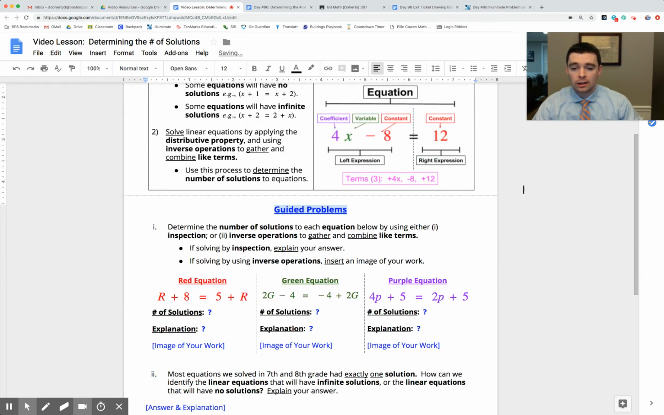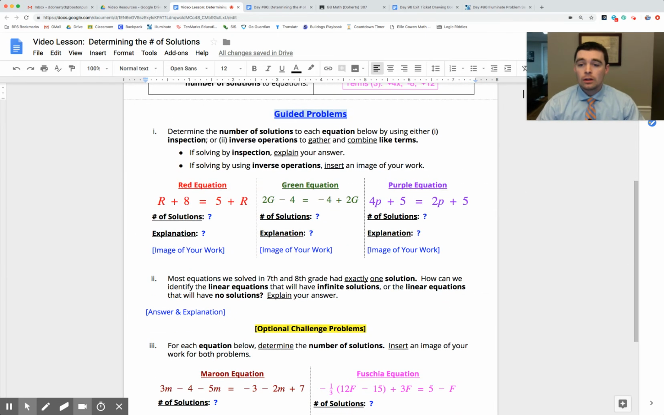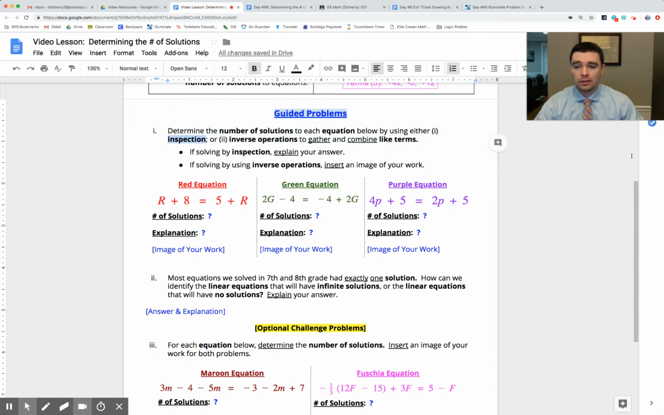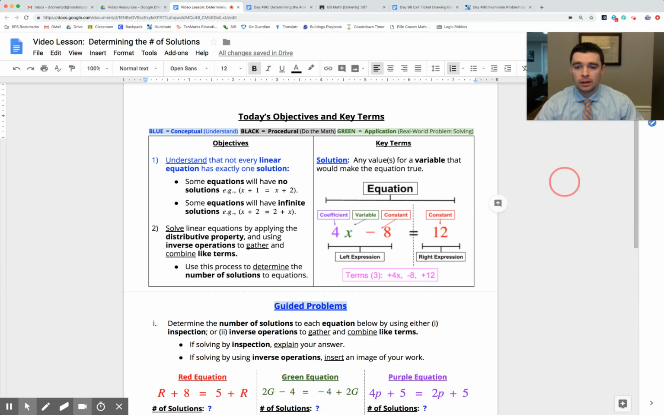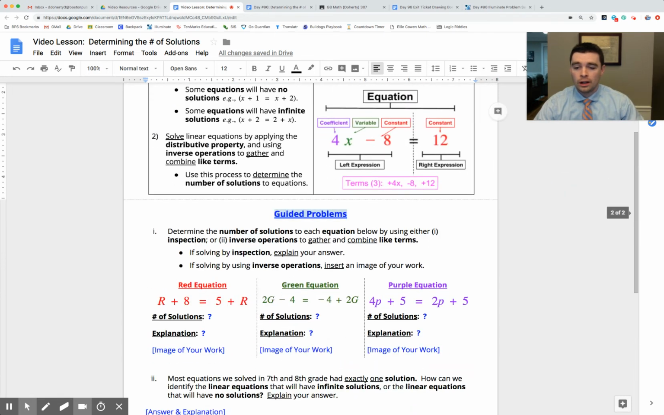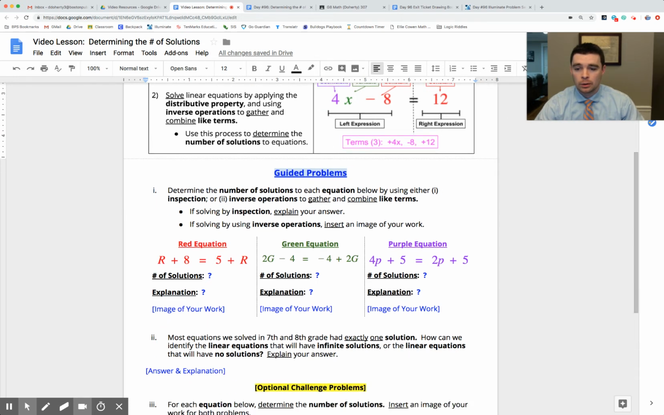Okay, let's take a look at the guided problems for today. Your first job, problem number 1, is going to be to determine the number of solutions to each equation below. And you're going to have two options. You could do that by inspection. That means really just figuring it out by looking at and thinking about the equation, maybe figuring out some answers in your head. Or inverse operations to gather and combine your like terms. That's kind of, as Mr. Neville said last year, peeling the onion, or the step-by-step process we worked on last week.